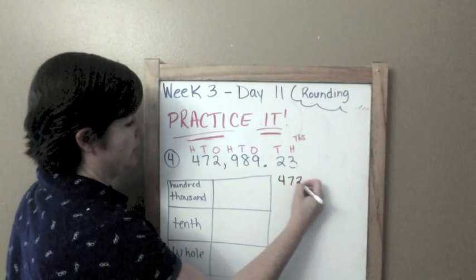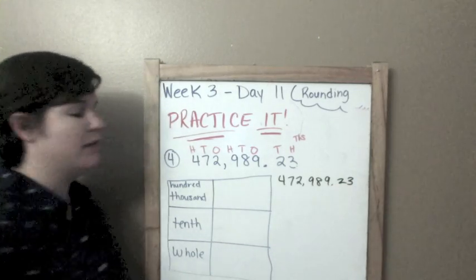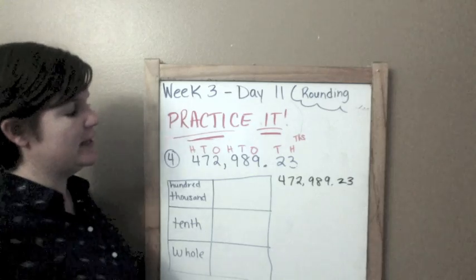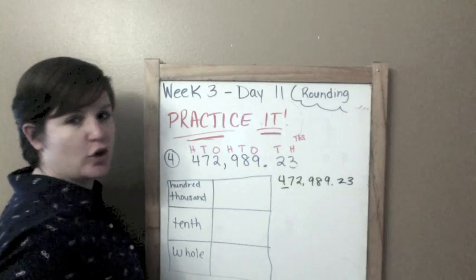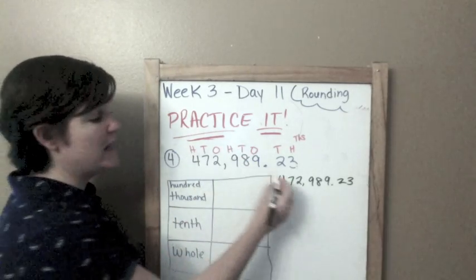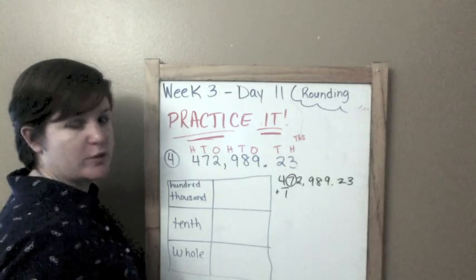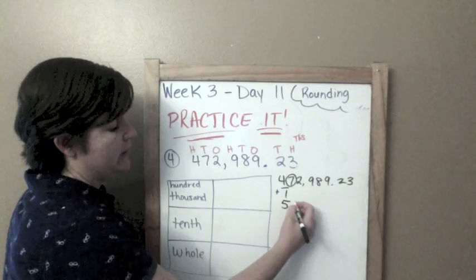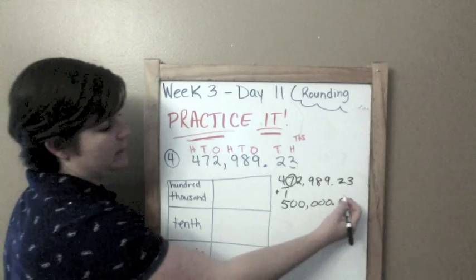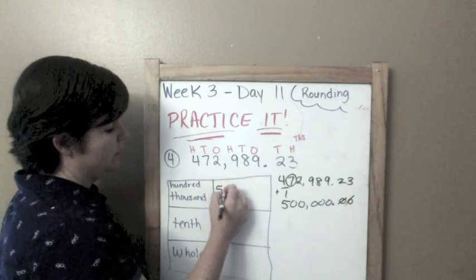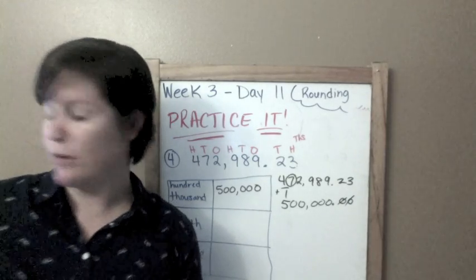So let's write this number down just like this. Find and underline the 100,000s place. Right there, 100,000s place. Circle the digit to the right. Okay, so we add 1. 4 plus 1 is 5. Everything else becomes zeros. Okay, but when I take it, I'm going to take off these 2 on the end and do 500,000.